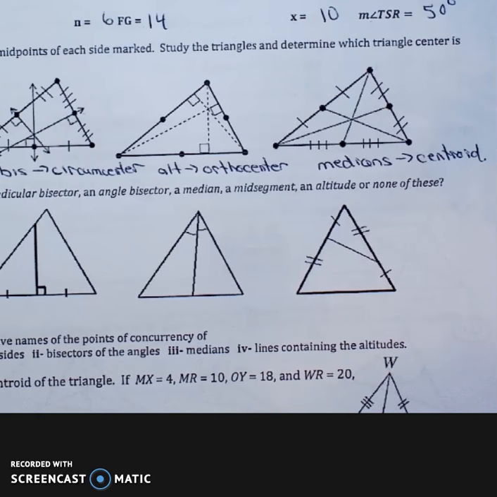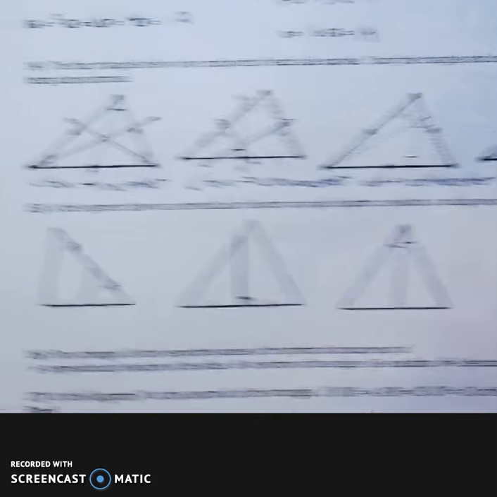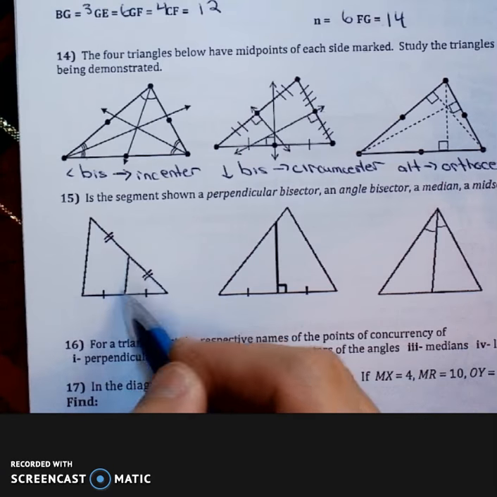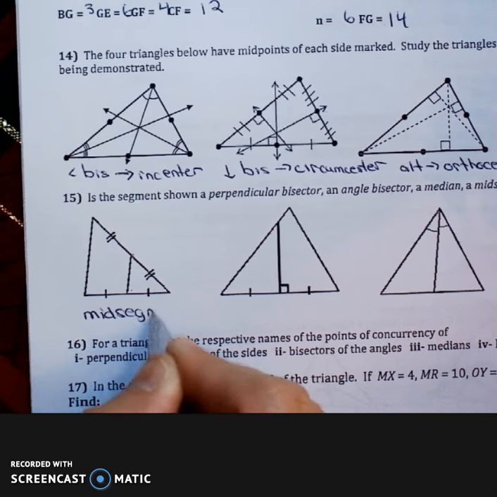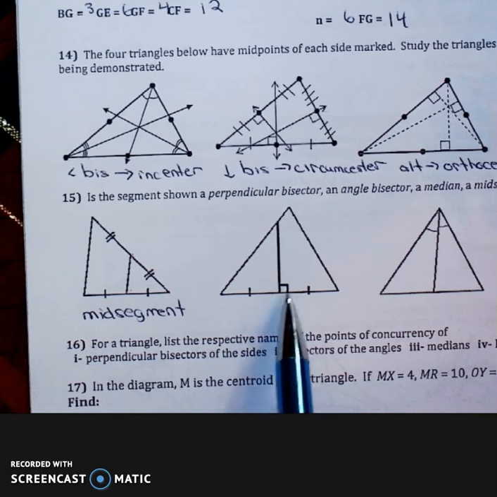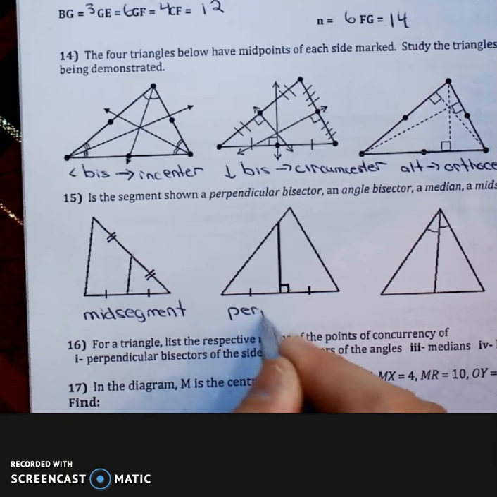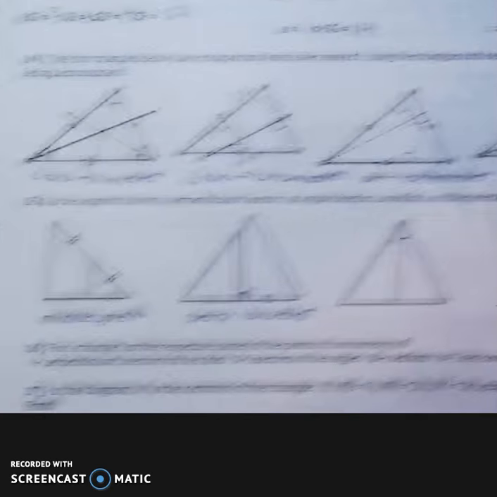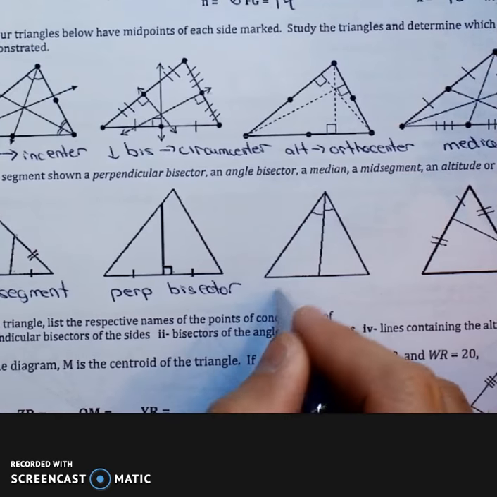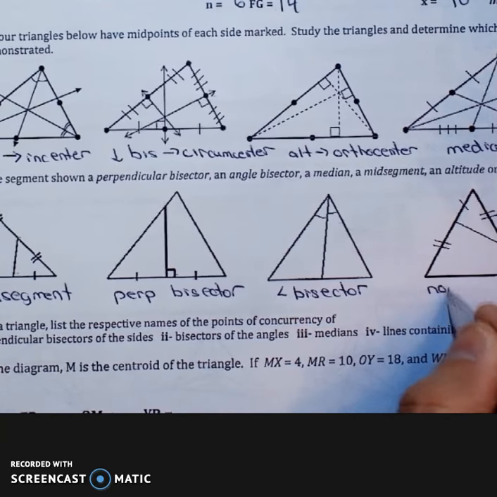Okay, moving on to 15, it wants to know whether the following are perpendicular bisectors, angle bisectors, median, mid-segment, altitude, or none of those. So let's go back here. This segment here is connecting the midpoints of both sides, so this is called the mid-segment. Here you have a perpendicular, and it's in the middle, so that means this is the perpendicular bisector. The next one you have angle markings to let you know this guy is angle bisecting. And the last one, those markings mean none.